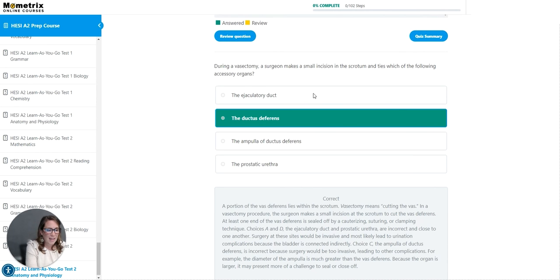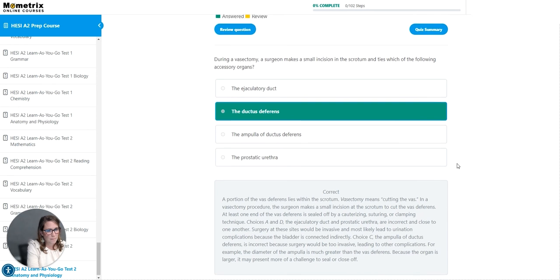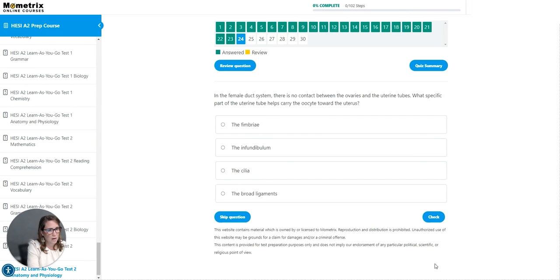Choice A and choice D are incorrect and close to one another. Surgery at this site would be really invasive. It's not something that we would want to do, particularly outpatient, and you could end up with urination problems with cutting both of these two. And then choice C here is incorrect, also invasive and potentially leading to other complications. So that makes choice number 2 our option.